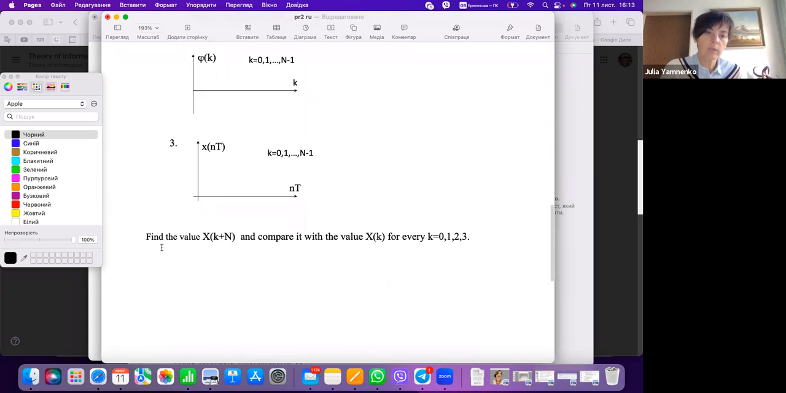The next thing you have to do is find the value x from k plus n for every k: 0, 1, 2, and 3. And you should compare it with the value xk. A little explanation here. Tip.